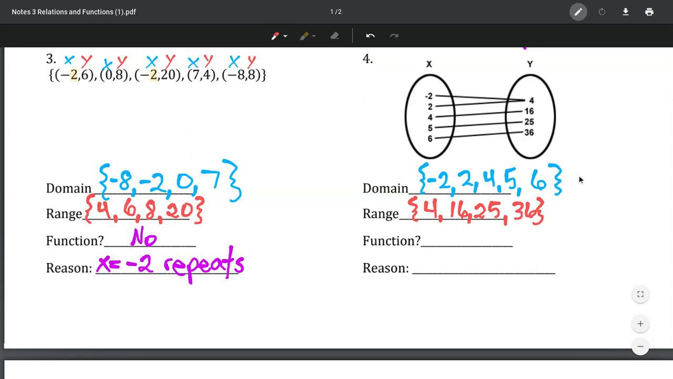Now, for being a function, our concern was, does x repeat? And the answer is no, x does not repeat. You see all of your x values. None of them have multiple arrows coming off of them. So did a y value repeat? Yes, but that's okay. It's all about whether or not x was reused. So for this being a function, we're going to say yes. And for the reason, we're just going to simply say no x values are repeated, or no x values repeat.